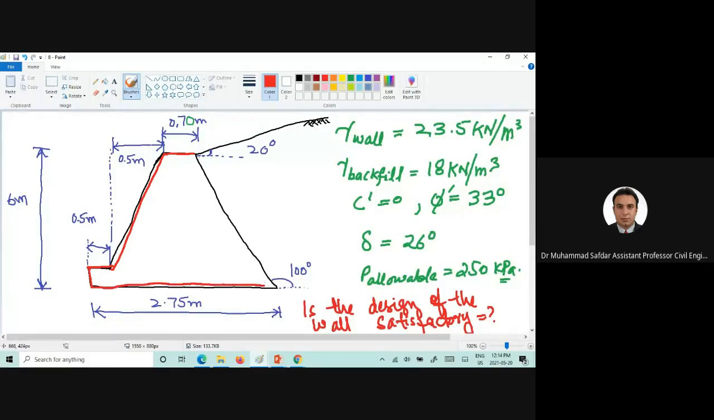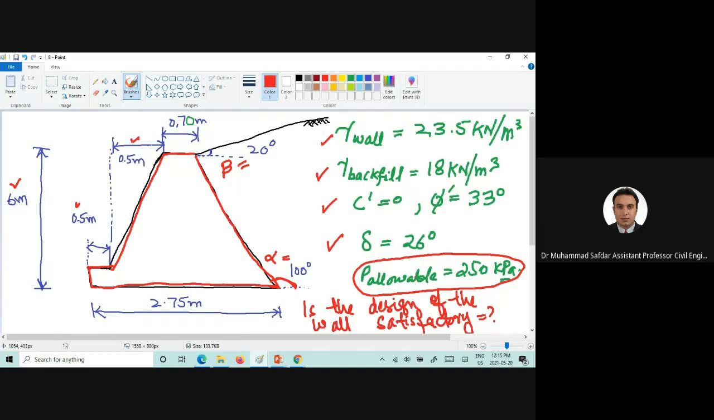The width of the retaining wall is 2.75 meters. This is alpha, this is beta. Okay, the height is given, the width of this portion, and the stem is also given. The unit weight of the wall is given, the unit weight of the backfill material, shear strength parameters, wall friction. Okay, one extra thing is that they have given us the allowable bearing capacity of the soil as well.